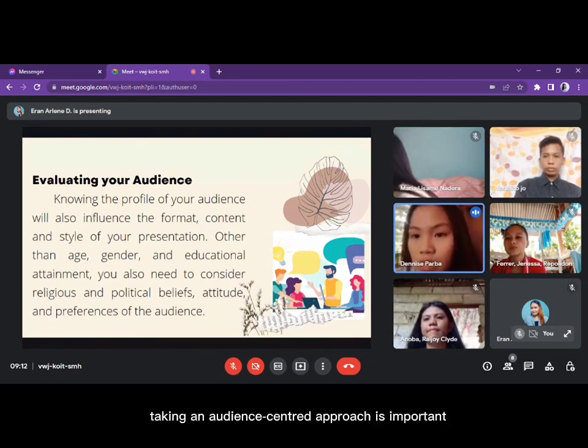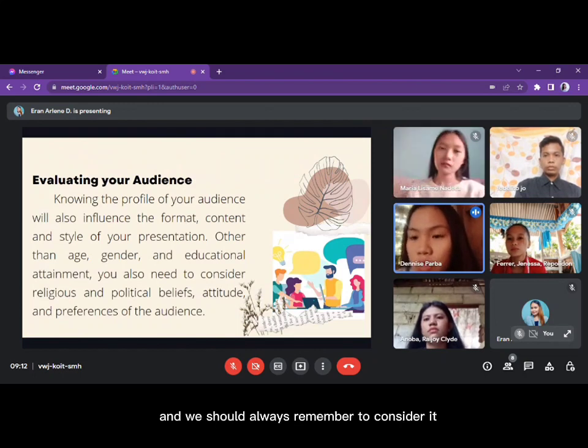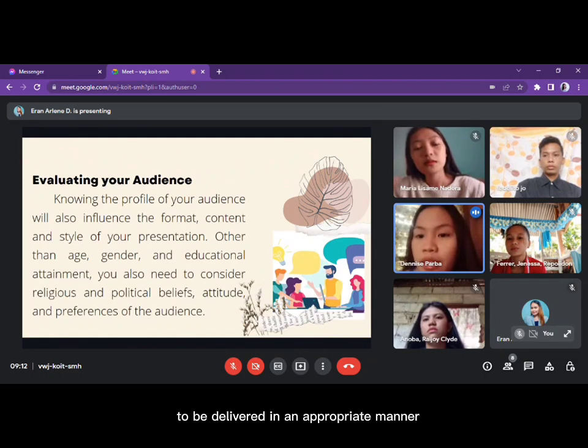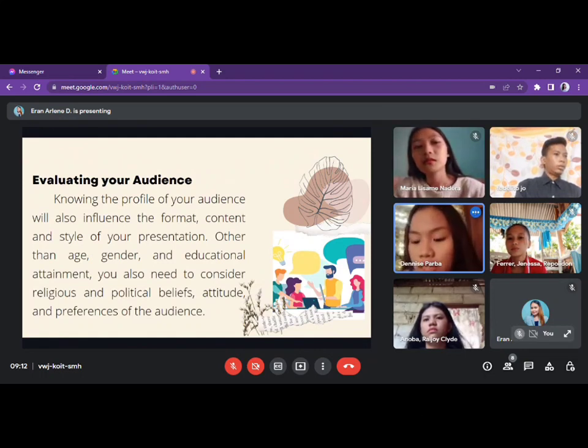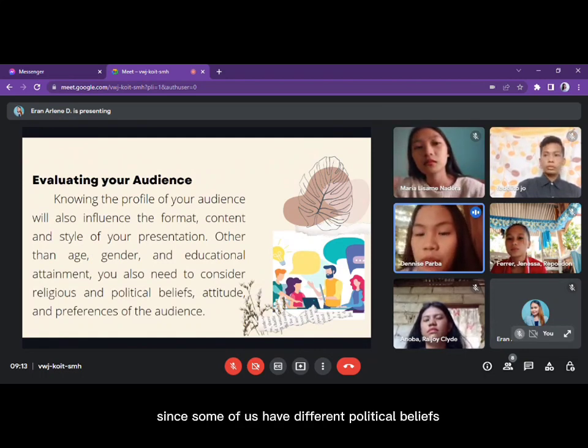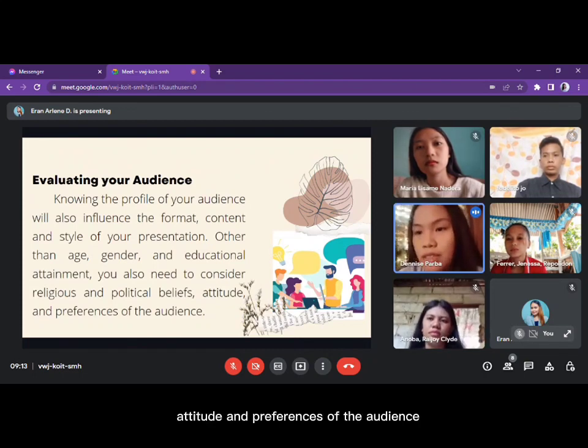Taking an audience-centered approach is important because a speaker's effectiveness will be improved if the presentation is created with the audience in mind, and we should always remember to deliver it in an appropriate manner, since some of us have different political beliefs, attitude, and preferences of the audience.